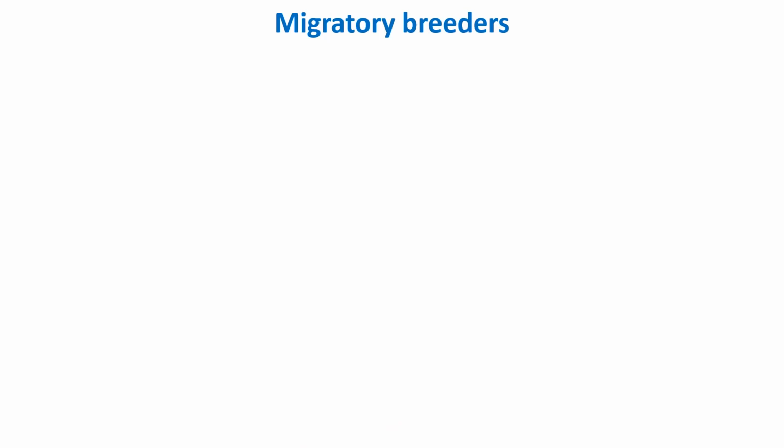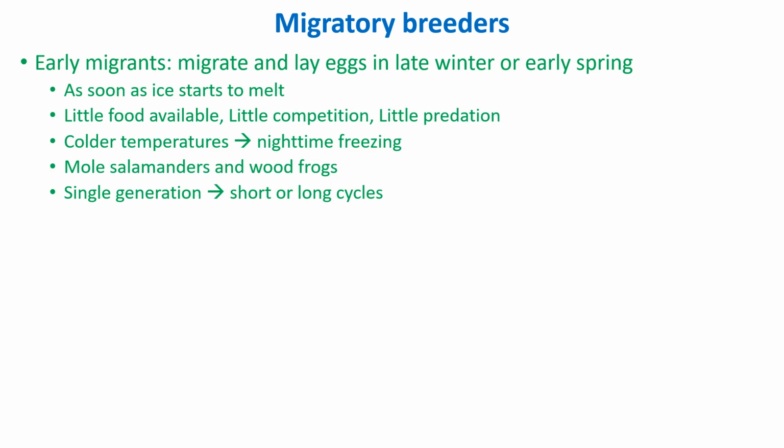Previously, we talked about the migratory breeders of vernal pools, and let's now talk about different types of migratory breeders. First, early migrants. Now, these animals migrate and lay eggs either in late winter or in early spring in the vernal pool environment. So this could happen as soon as ice or snow in the wetland starts to melt.